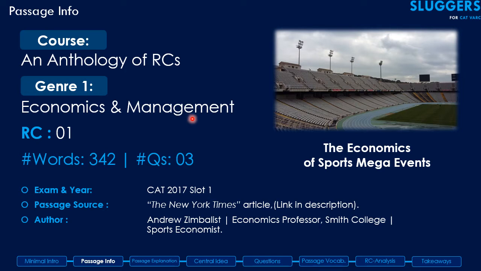At this point of time, if you want to attempt the passage by yourself before the explanation, you can do that, because after this slide, once we move on to the next slide, I'll be starting with the passage explanation. So yeah.